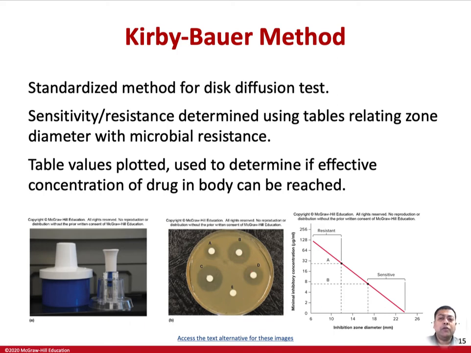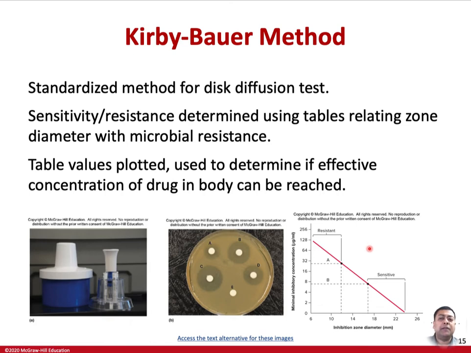What we are looking at here is the relationship between the minimal inhibitory concentration, MIC, of a hypothetical drug and the size of the zone around the disc in which microbial growth is inhibited, plotted to predict the drug's effectiveness.